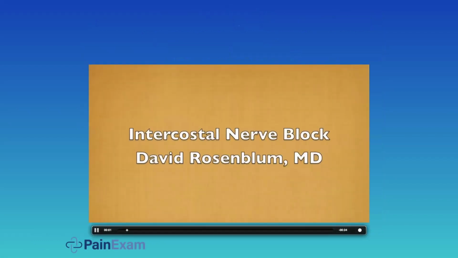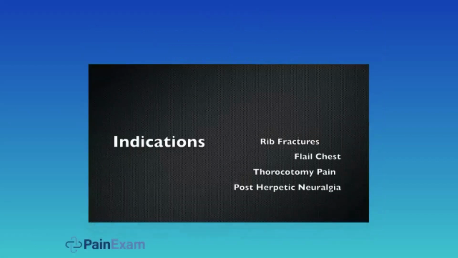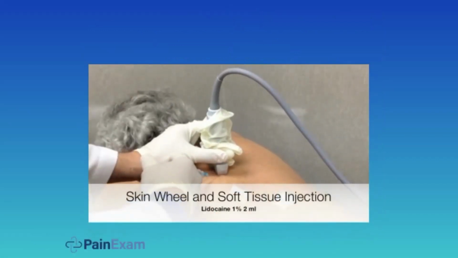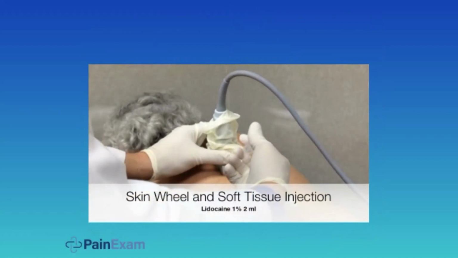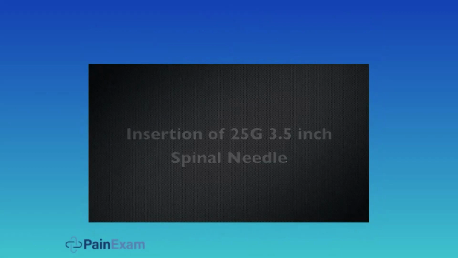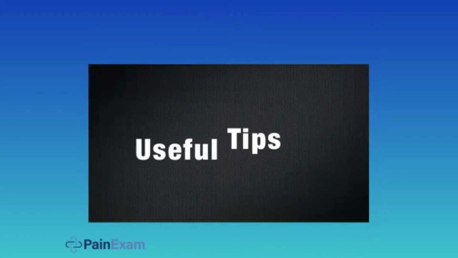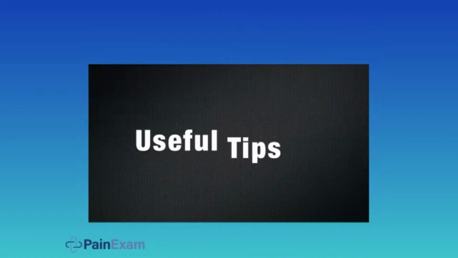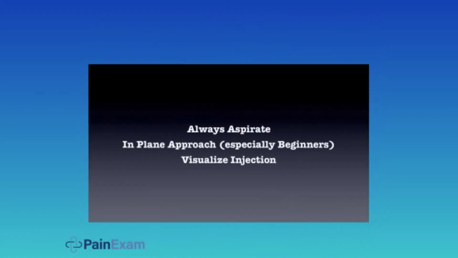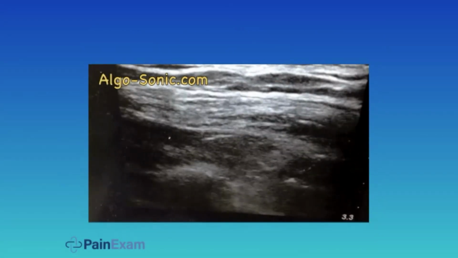Here's an old video, so the quality is not the same as the newer videos, but I think I get the point across. This is useful for flail chest, rib fractures. Of course, you have to do each individual rib, which has a disadvantage because it's a lot of shots. Always aspirate before you inject.